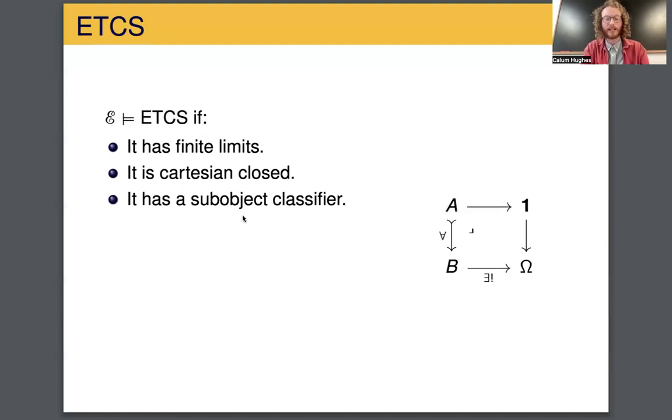If it has a sub-object classifier, so this is a monomorphism from 1 to this object omega, such that for any other monomorphism A to B, there exists a unique map from B into this omega that causes this to be a pullback square. So in the category of sets, this omega is the two-element set, 0 and 1, and this is the inclusion of 1 into omega.